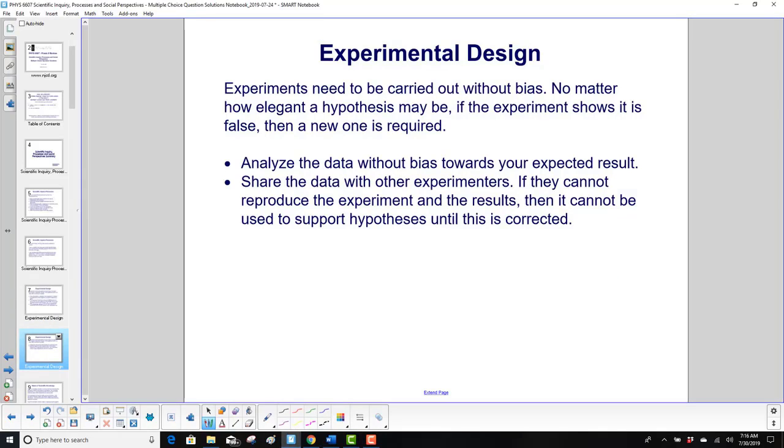This first paragraph is so important, it's been repeated here. Now, when you analyze your data, analyze it without bias towards your expected result. Let the data speak for themselves. Share the data with other experimenters. If they cannot reproduce the experiment and the results, then it cannot be used to support hypotheses until this is corrected.